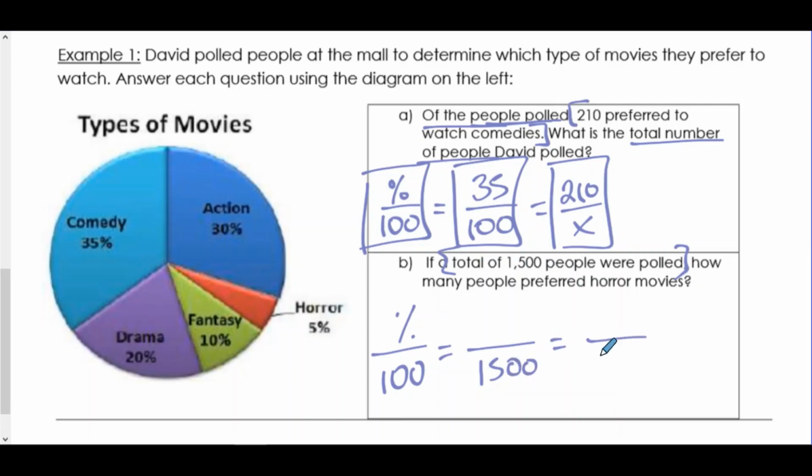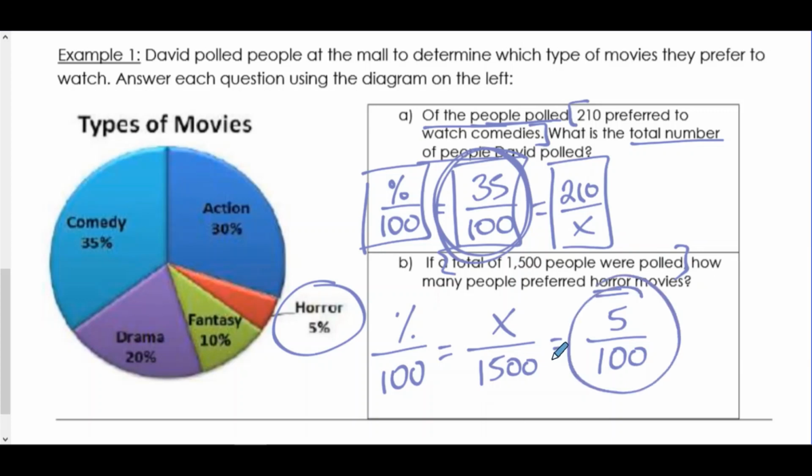How many people prefer to watch horror movies? So horror is represented by this 5%. 5% out of 100 equals some number out of 1,500. And you notice I switched the sides. Before, I had the percentage on this side of the proportion. Here I have the percent on this side of the proportion. Doesn't really change anything. It's the exact same thing. Proportions, really equations, can be flip-flopped.